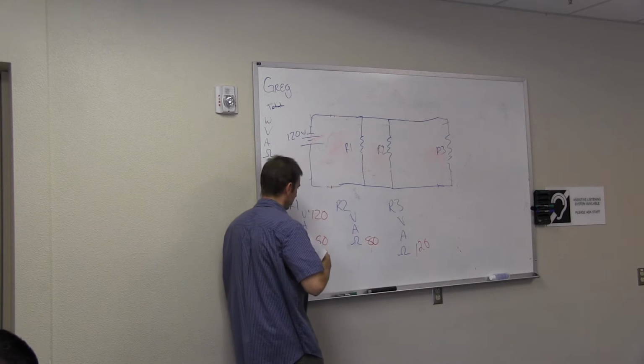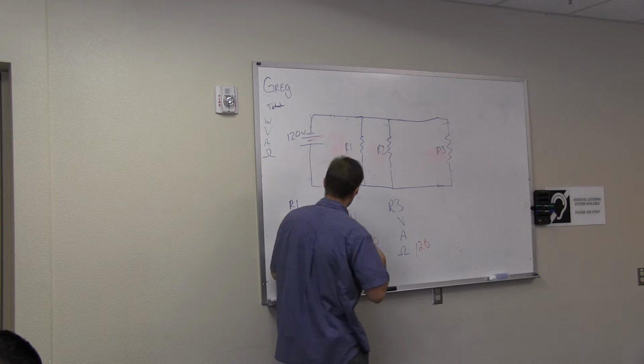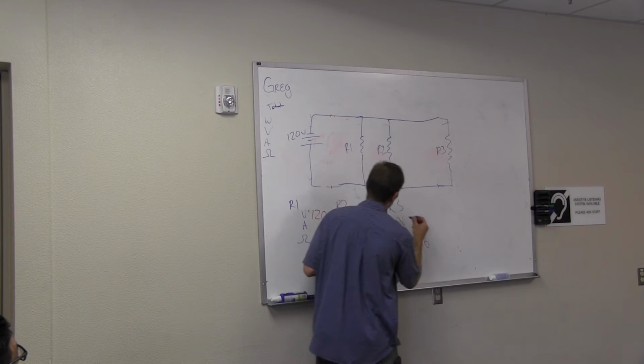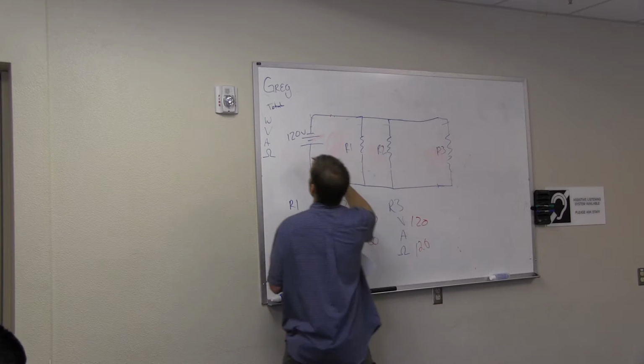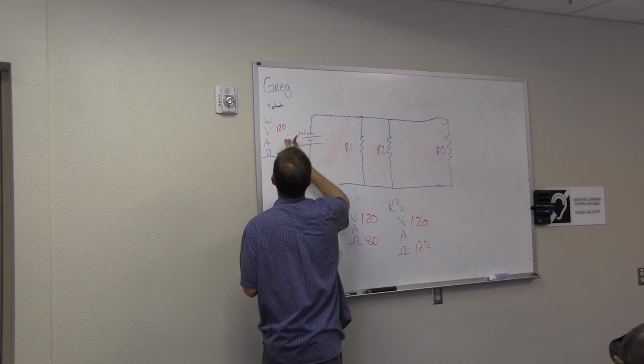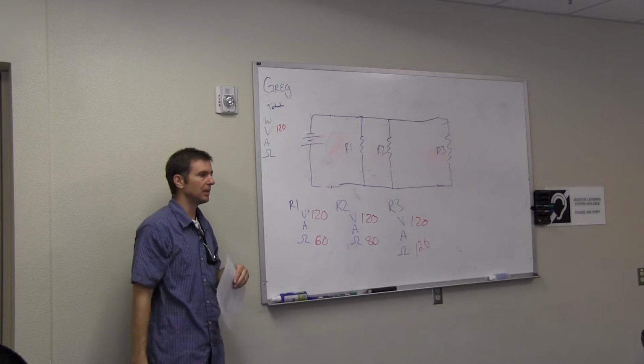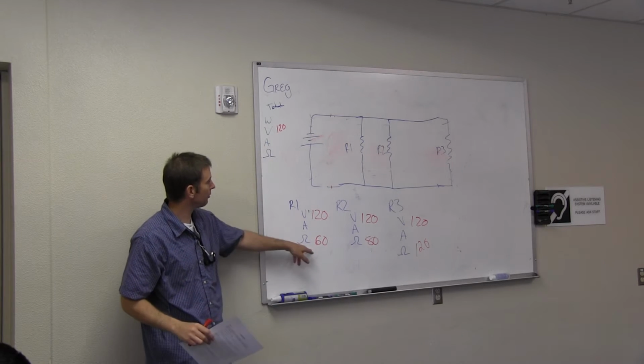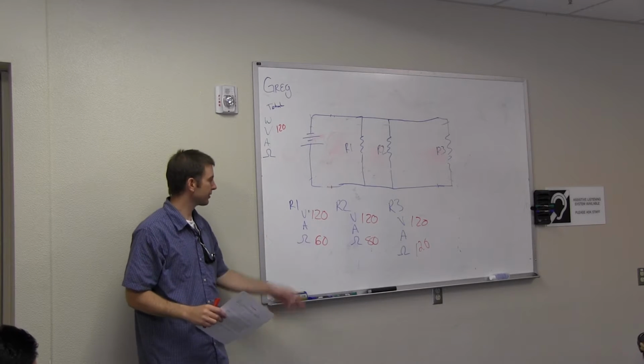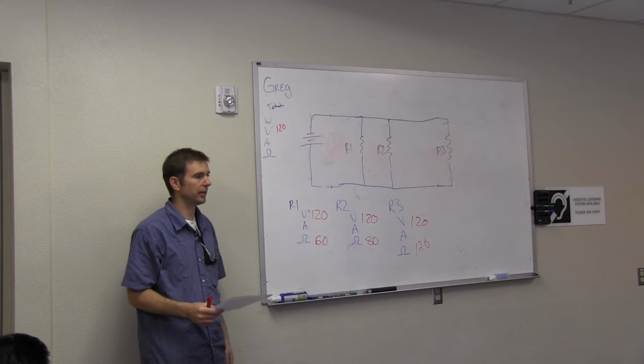So we're just gonna do one of these things. 120 everywhere. Right? Simple. Now we still don't want to do the reciprocal formula. What else can we do? We have two values on each of our resistors, right?